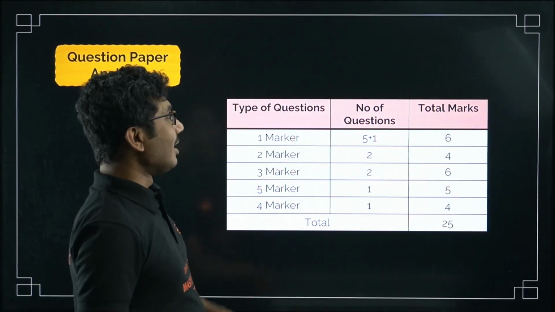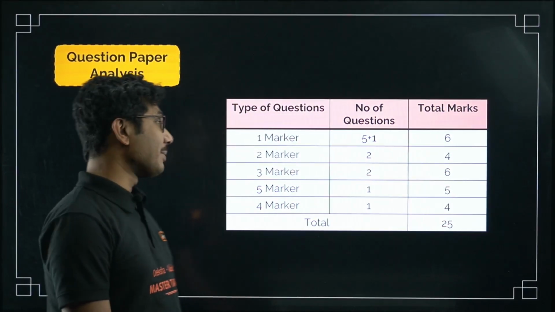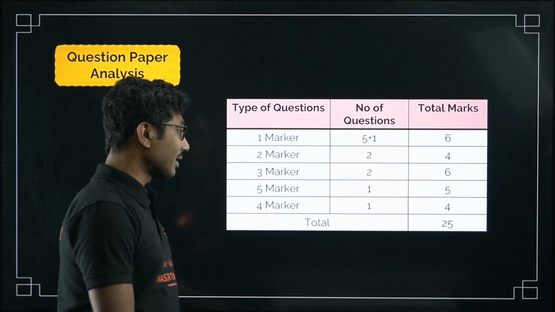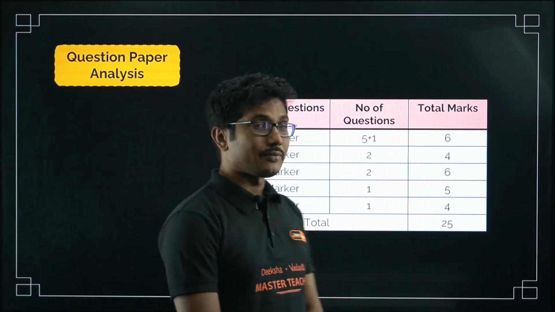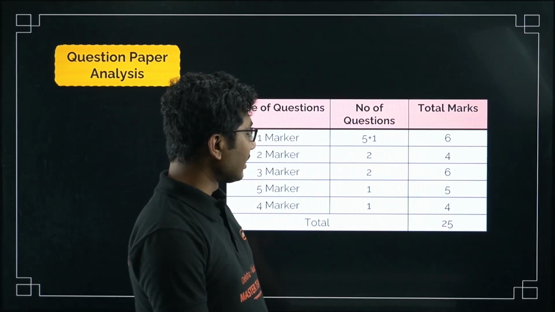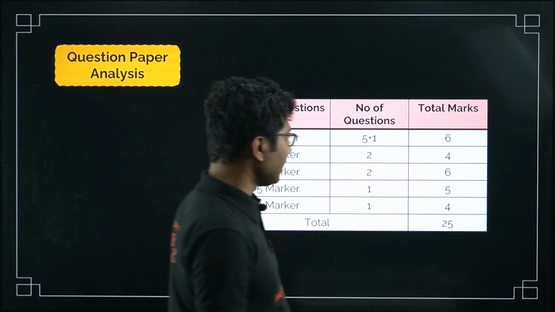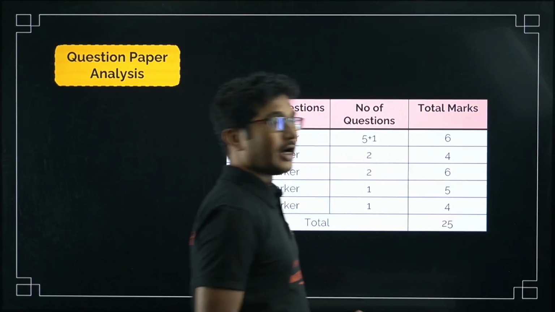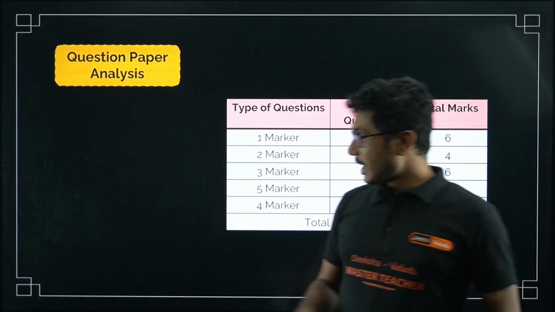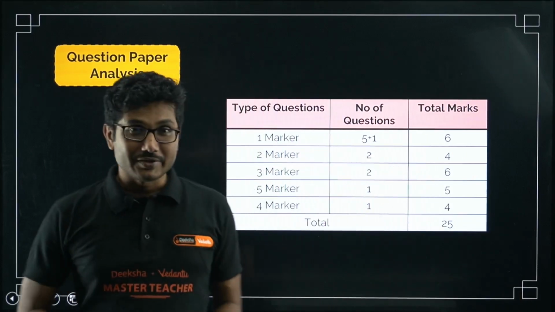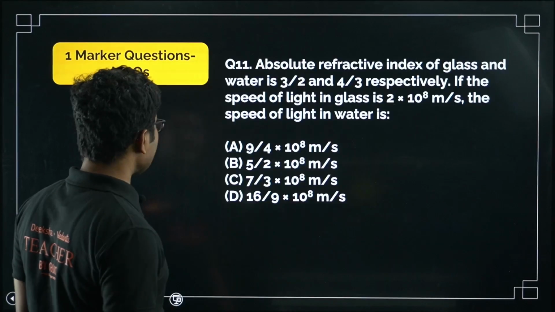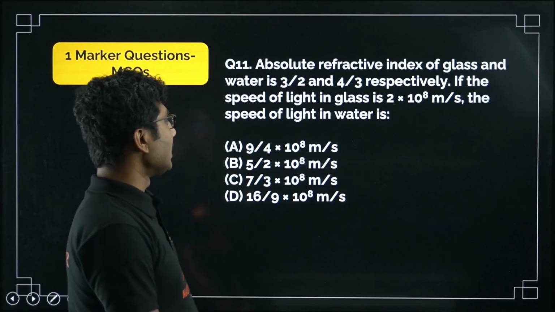We have 6 1-mark questions in this paper, 2 2-mark questions, 2 3-mark questions, 1 5-mark question, and 1 4-mark question. I guess the number is the same, 16, and 25 marks as usual from physics chapters. Chemistry and bio obviously have a similar number of chapters per marks division. Let's see the section A 1-mark questions in this paper.